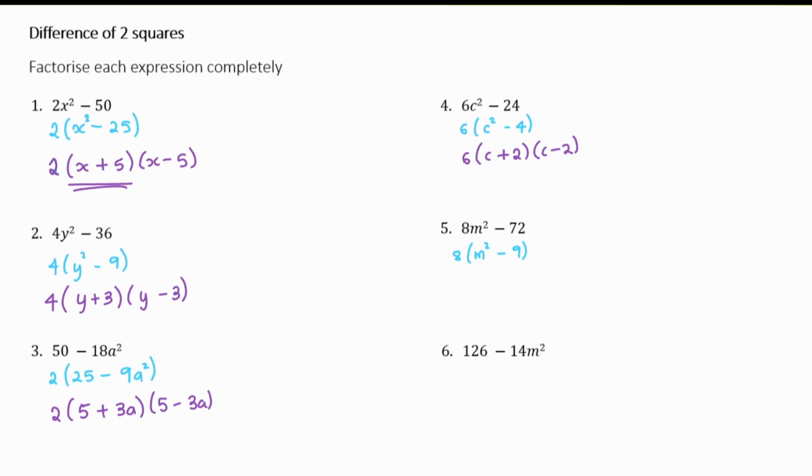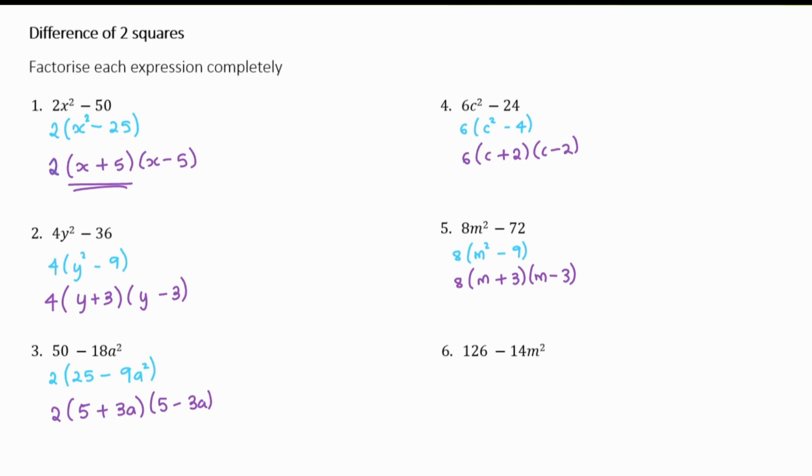So we've now got a difference of 2 squares in the bracket, so we keep 8 as it is, and the square root of 9 is 3. So for the first bracket, we will put m plus 3, and for the second bracket, we will put m minus 3. For number 6, we've got 126 minus 14m squared.